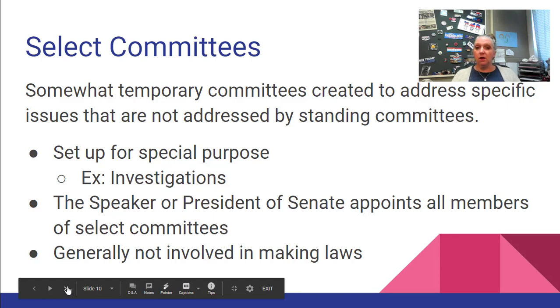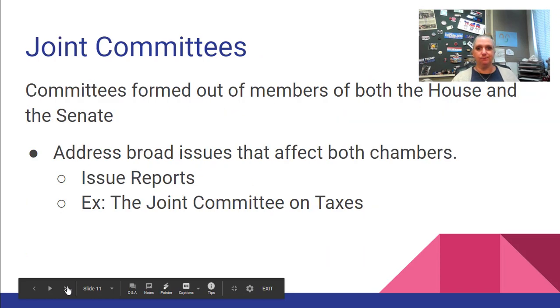The Speaker of the House or the President of the Senate will appoint all members to the committee, and they pick who will be on those committees, and they are generally not involved in lawmaking. Typically, their findings may result in laws, but those laws are being done through the standing committees, not the select committees.